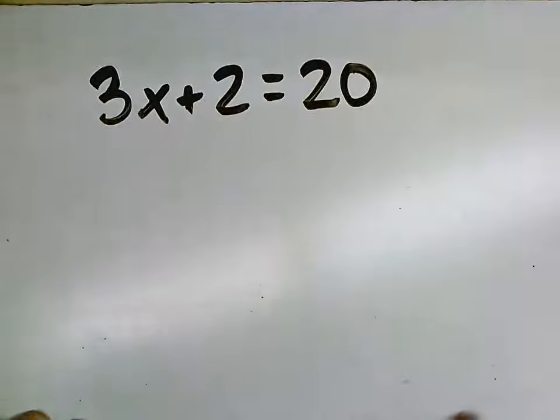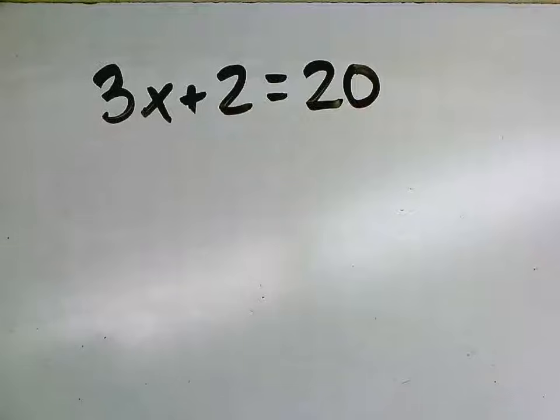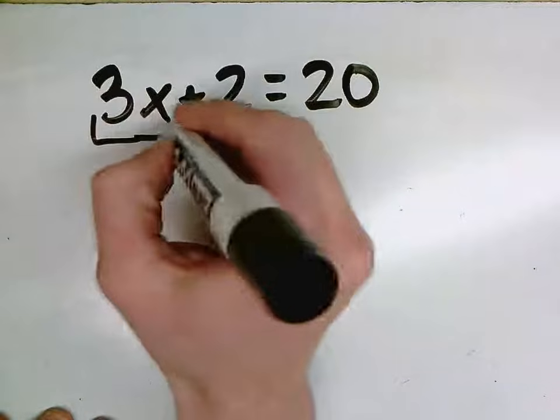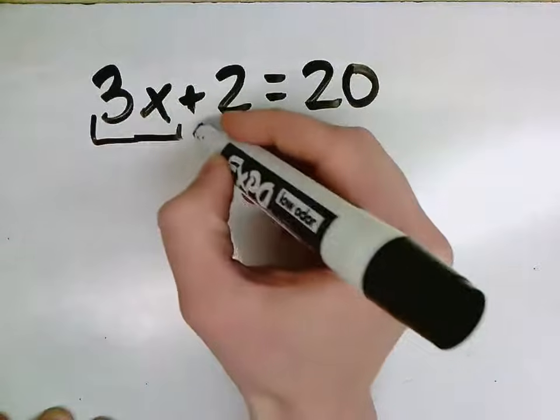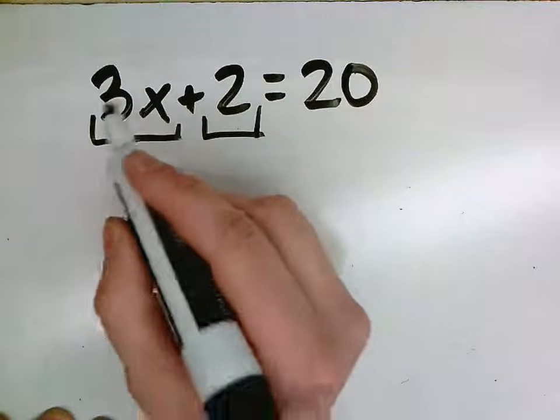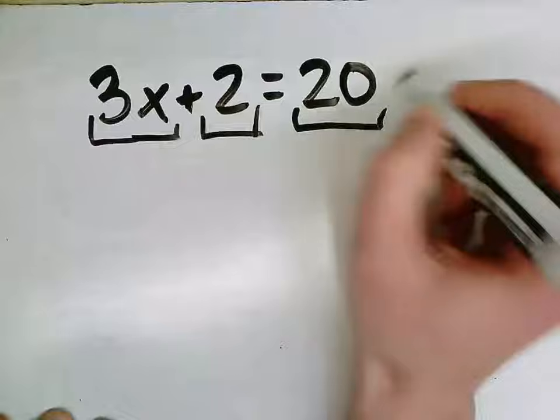And we need to talk a little bit about what a tape diagram is. A tape diagram helps us visualize these equations using a part-whole method. So looking at this equation on the left side, we have one part is 3x, and that's being added to another part that's equal to 2. And all together, that part plus the part equals a whole of 20.